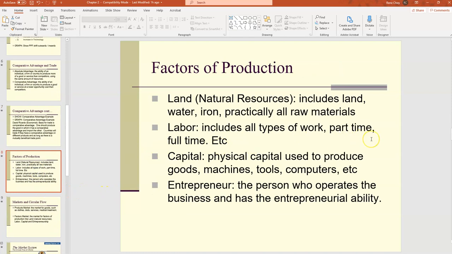Now, let's talk a little bit about factors of production. So the factors of production are land, labor, capital, and entrepreneurship. Land is basically anything that's a raw material. Labor is the people that work. Capital are the things that you use regularly all the time, so the machines, the tools, the computers, the factory, that's what we call capital. And then the entrepreneur is the person who operates the business.